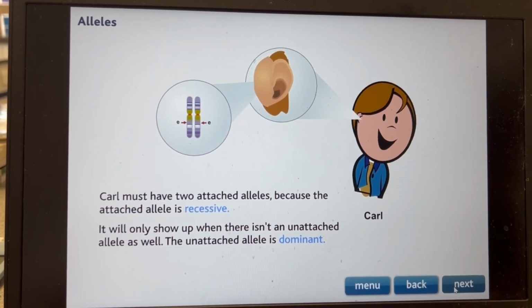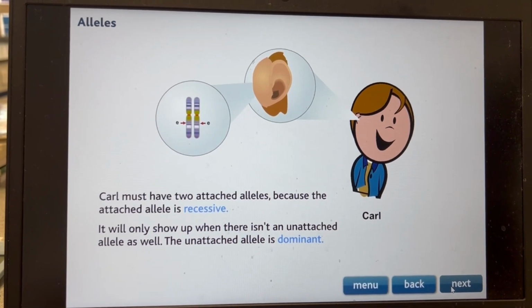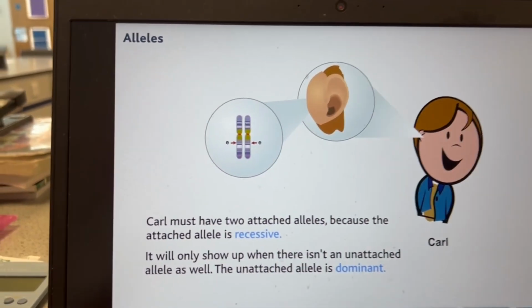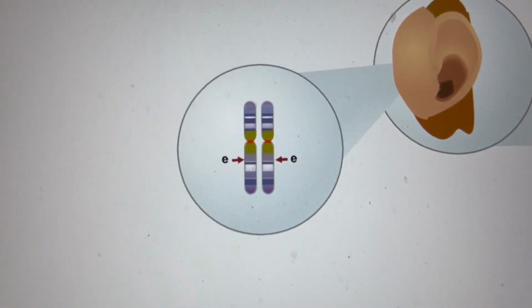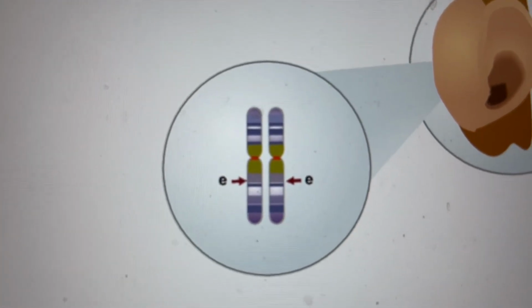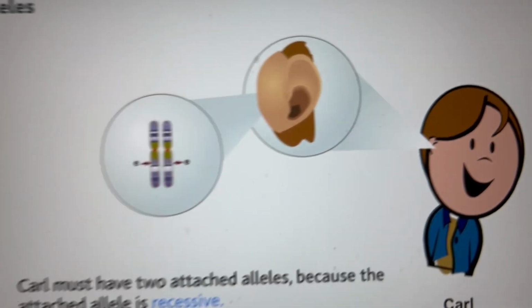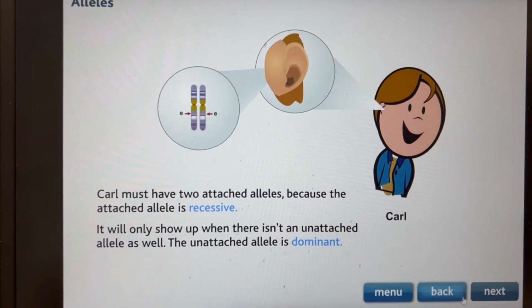So from this, a reminder that John has inherited a dominant capital E from his mum and dad and a lowercase e from his mum and dad, whereas Carl has inherited two little e's, one from his mum and one from his dad.